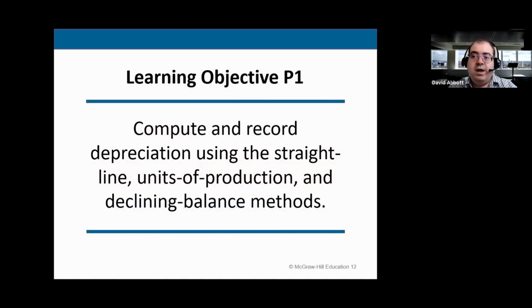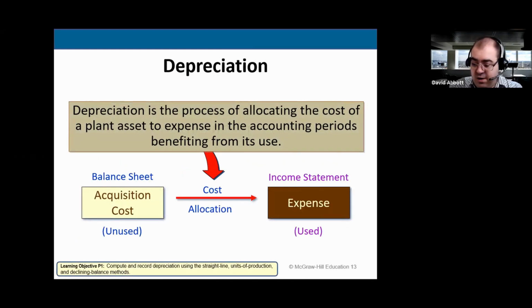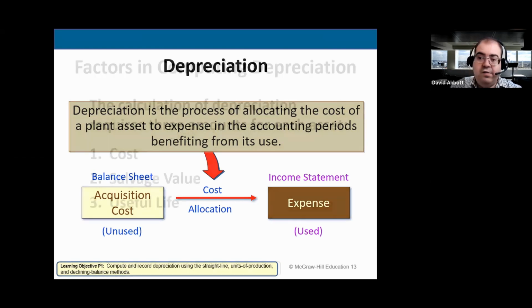So now, computing and recording depreciation using the straight line, units of production, and declining balance methods. Depreciation is the process of allocating the cost of a plant asset to expenses while it is in use. Depreciation does not measure the decline of the asset's market value or its physical deterioration. So it's allocating the cost of the plant asset to expense while it's in use.